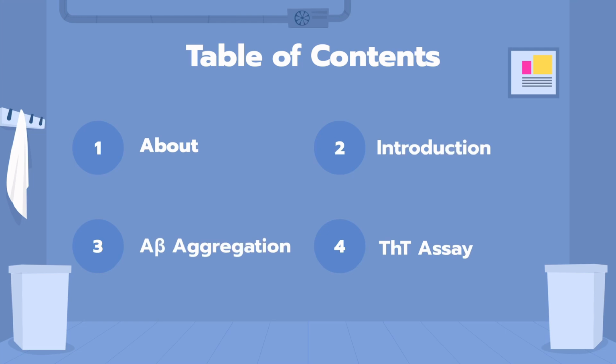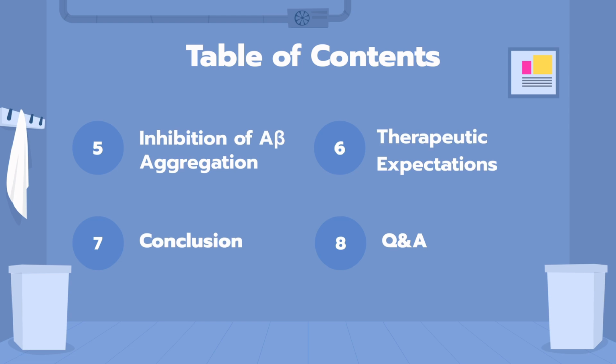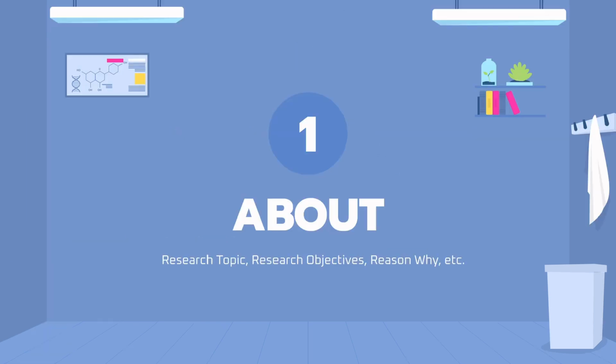First, I will briefly talk about some background information regarding this research. Then, after an introduction to this topic, I'll present about A-beta aggregation, THT assay, inhibition of A-beta aggregation, therapeutic expectations, and finally the conclusion. Let's start by sharing some background knowledge.